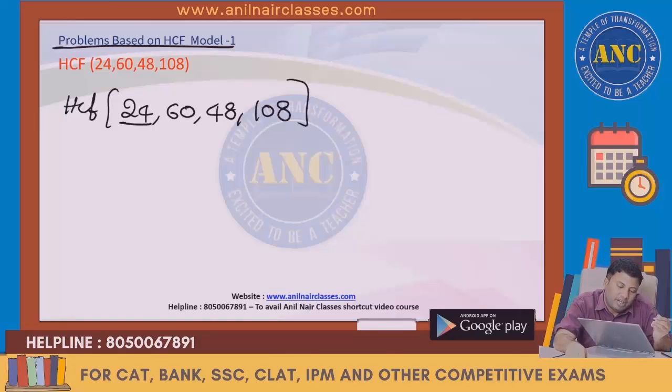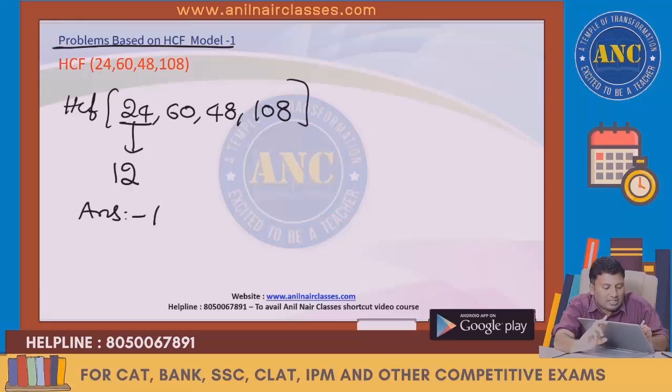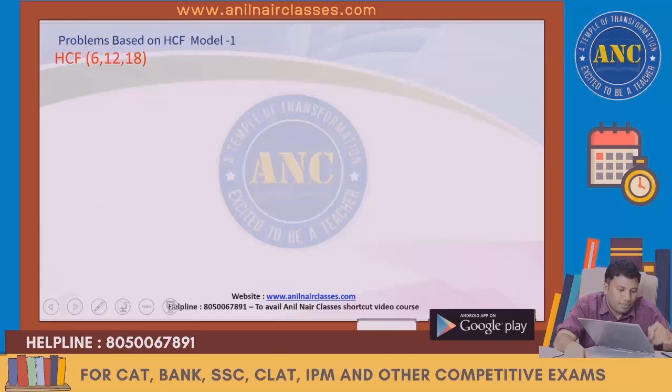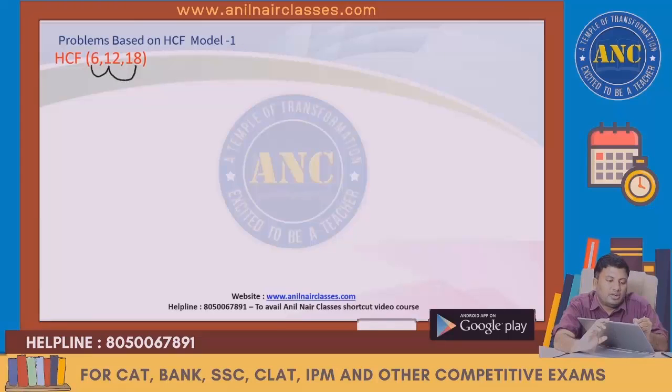Does 24 divide 16? No. Take the factor of 24. 12 5s are 60, 12 4s are 48, 12 9s are 108. Answer for this question is 12. Model number 1. Next one, HCF of 6, 12, 18. 6 will divide 12, 6 will divide 18. Answer for this question is 6.